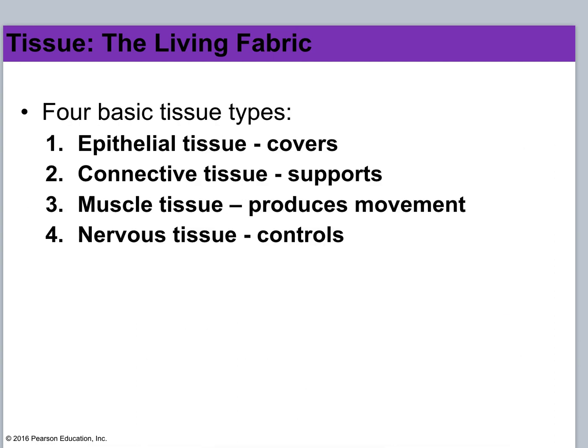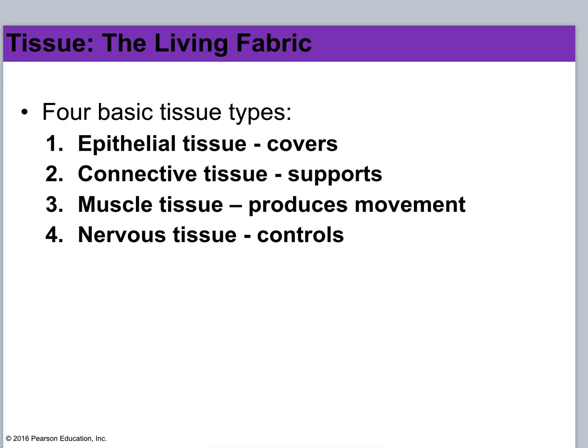There are 4 types of tissues. There's epithelial tissue. The purpose of epithelial tissue is to cover a surface. That could be a surface inside the body, such as the inside of the stomach or the inside of the small intestines, or it could cover the exterior surface, such as the skin.